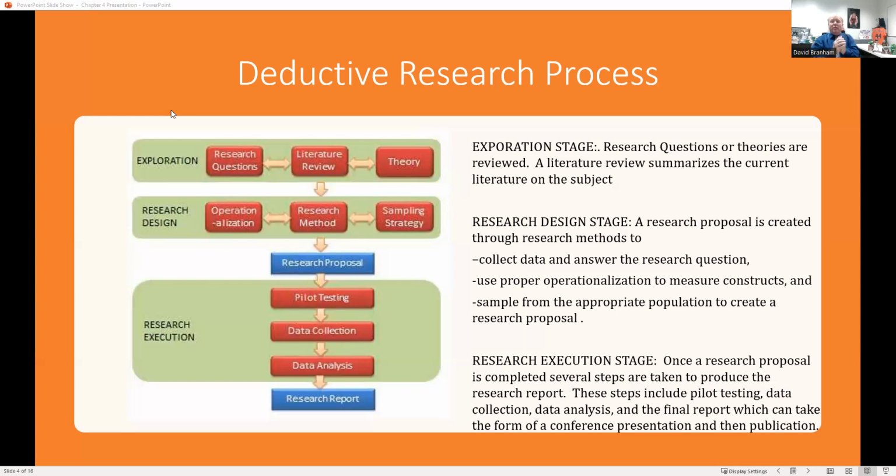So from there, we go to the research execution stage, where we have our proposal. So we go to pilot testing, data collection, data analysis, and then report on our findings. And that report can be a conference presentation, a publication, a dissertation for your PhD. That's the type of report that we do. And that's the type of report that you're going to do for your paper in this class.